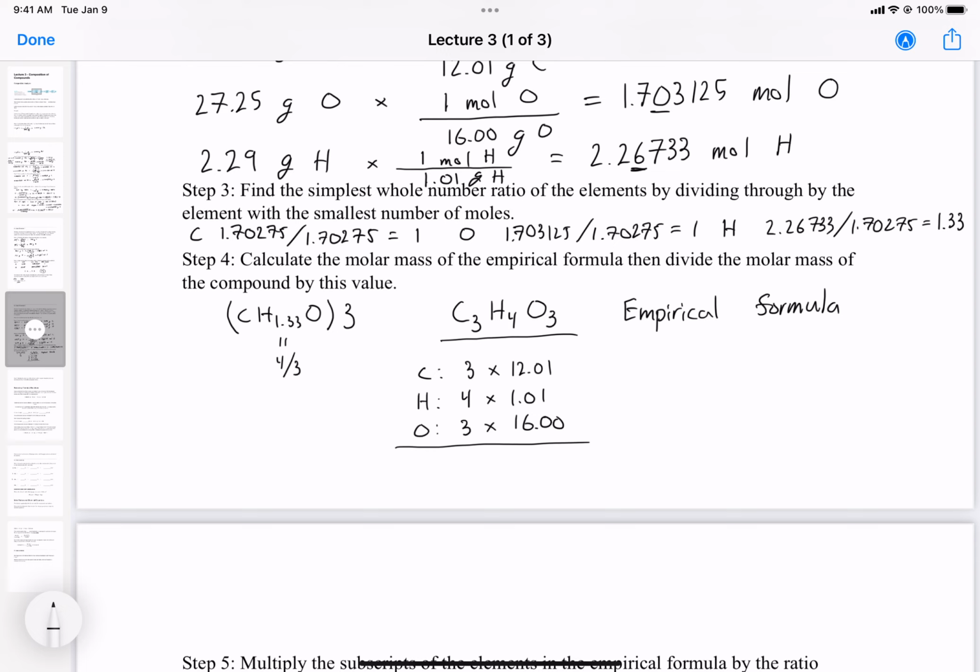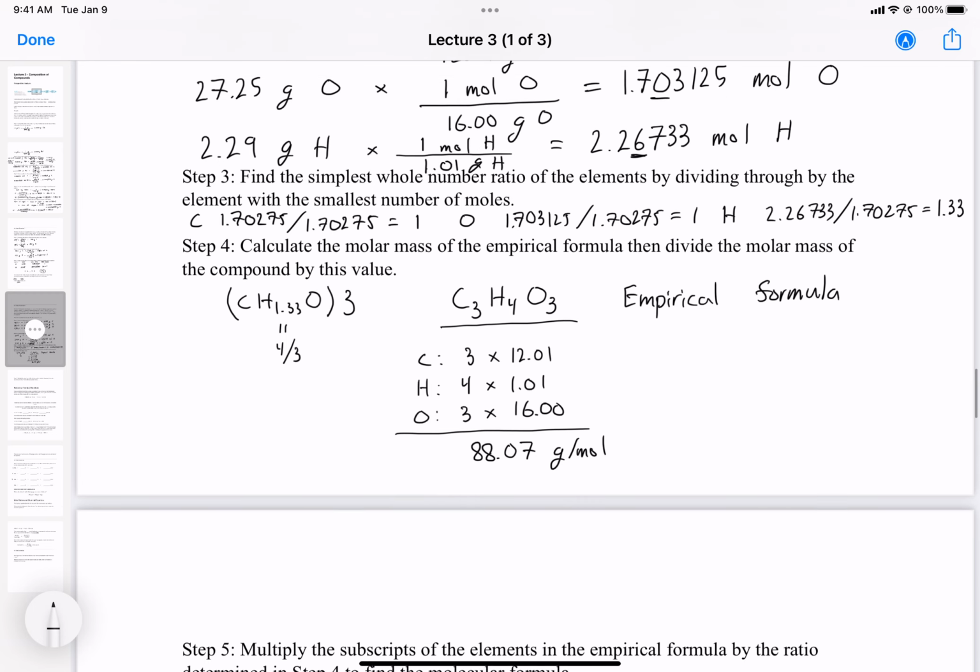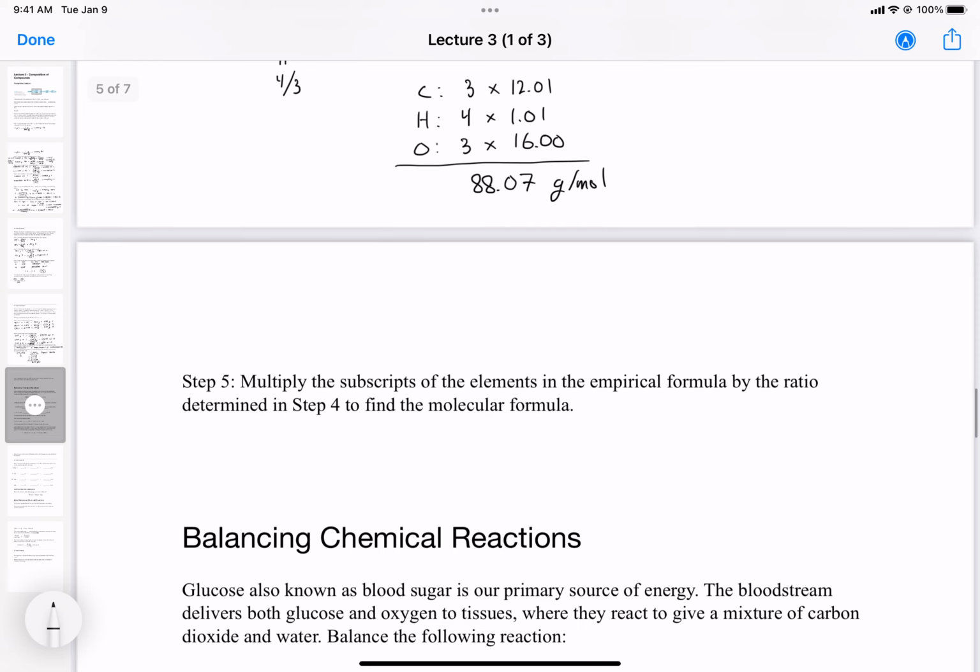okay, so let's do this: 12.01 times 3 plus 4 times 1.01 plus 48 for 16 times 3, and we get 88.07 grams per mole. Okay, so now we have this value. And we know the molar mass here is 176 grams per mole.